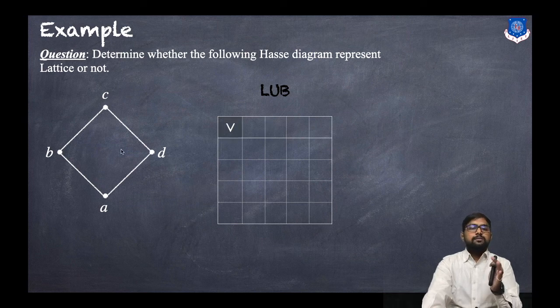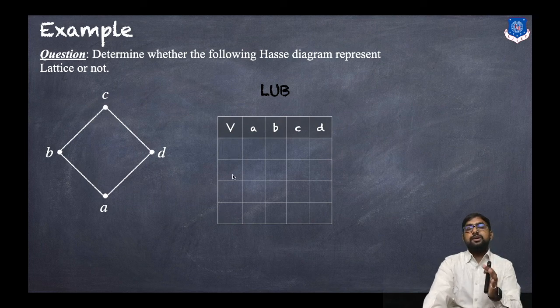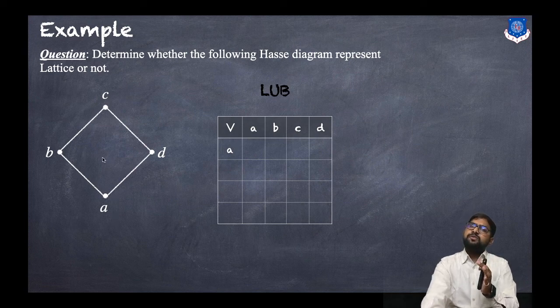We have 4 points, so just name them A, B, C and D. We need to find the LUB for each and every pair. So write A, B, C, D in the rows and also A, B, C, D in the columns. Now the LUB of A and A. What will it be? The LUB of A and A will be A itself.